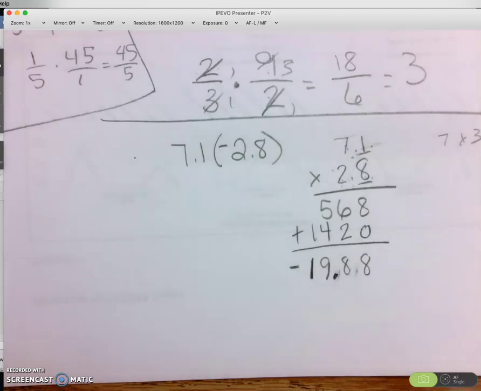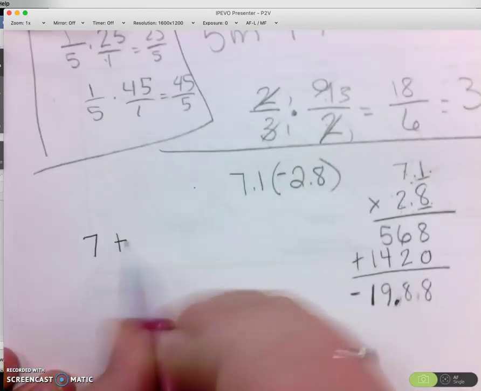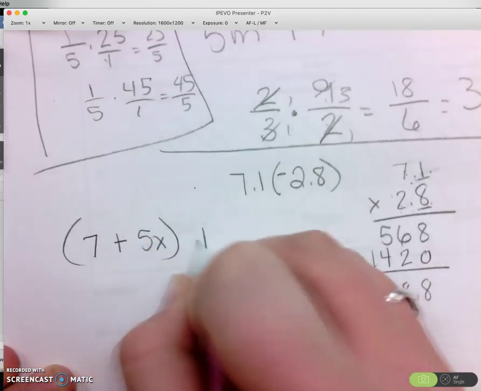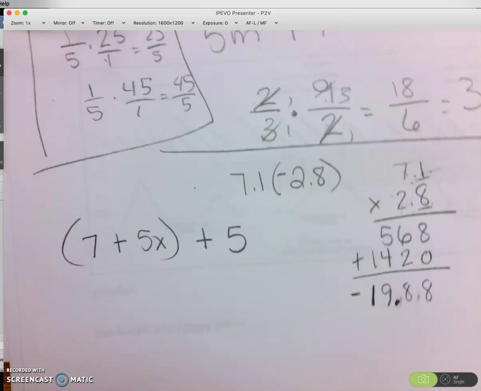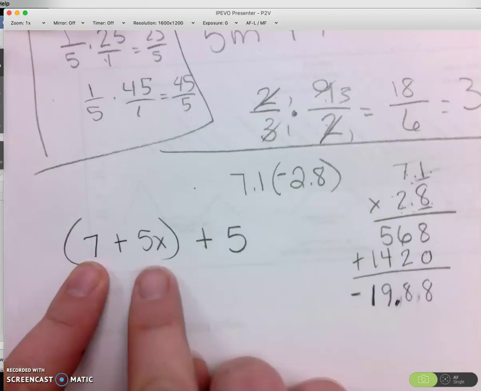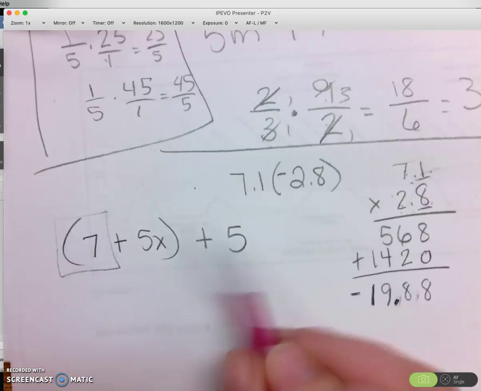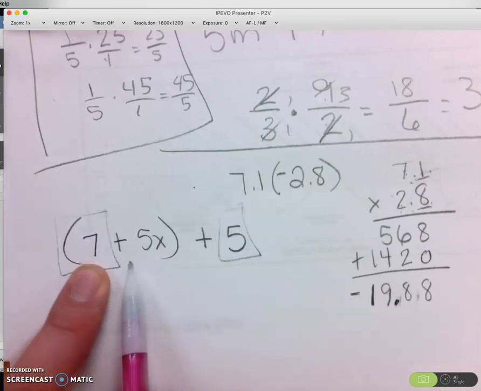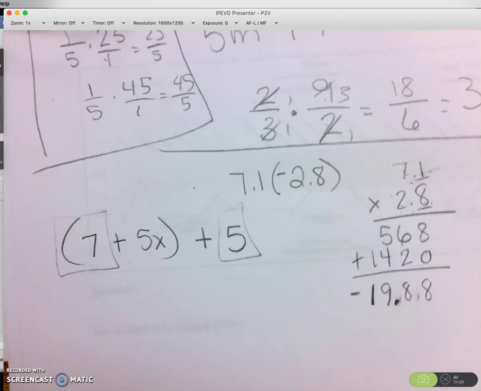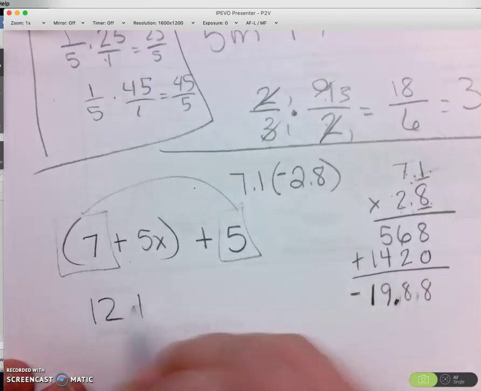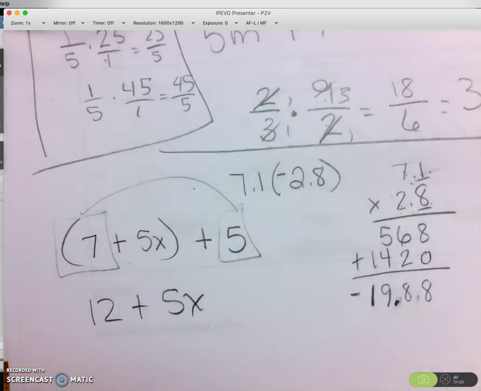Simplifying an expression. So if you have something like 7 plus 5x, and over here is plus 5. Now, I want to simplify the expression. I can only combine terms that are alike. These two are not like terms. I can actually rearrange this a little and combine this 7 and this 5. Because I have parentheses, but because it's addition all the way across, those parentheses are relatively gone. So I can actually drop them if I wanted to, and I would do 12 plus 5x, putting that x first would probably be best.